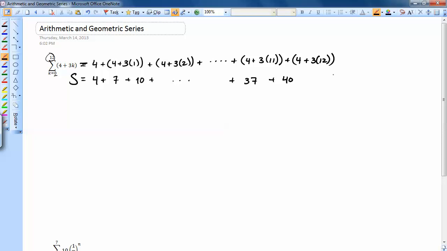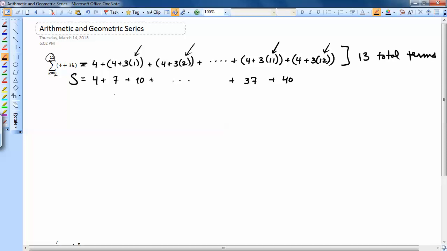And what we know is we've got a total of 13 terms here, because if you notice, this actually isn't the first term. It's the second term. This one's the third term. So this one would be the 12th term and the 13th term. So 13 total terms.